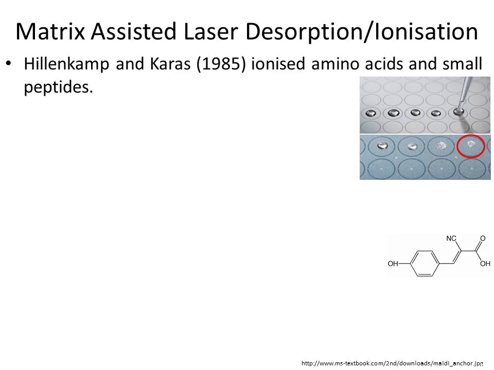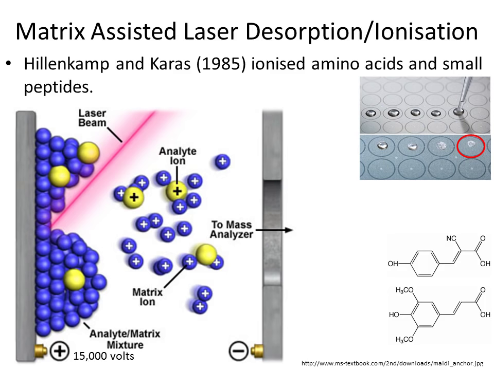The two main matrices used are alpha-cyano-4-hydroxycinnamic acid, or CHCA, and sinapinic acid. The plate is then put into the mass spectrometer and a high voltage is applied to the plate, about 15 kilovolts. A UV laser is then fired at the sample and energy is absorbed by the matrix, which transfers this energy to the peptide molecule. This ionizes the peptide molecules off the target plate and they are accelerated past a counter electrode at 12 kilovolts into the mass filter, which is normally a time of flight detector. It is important to note that MALDI predominantly generates singly charged ions, not multiply charged.